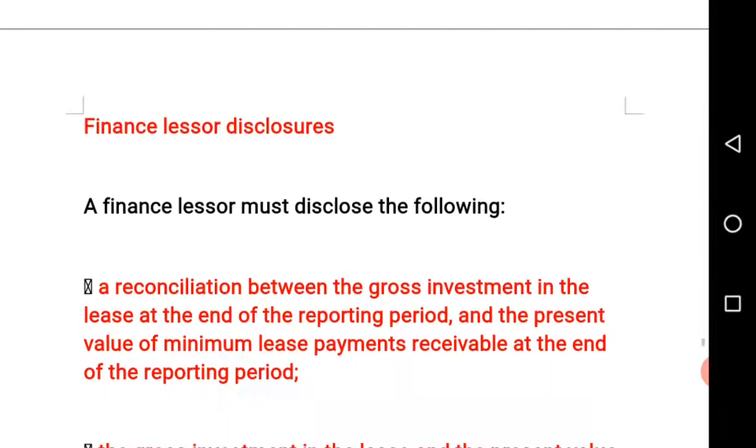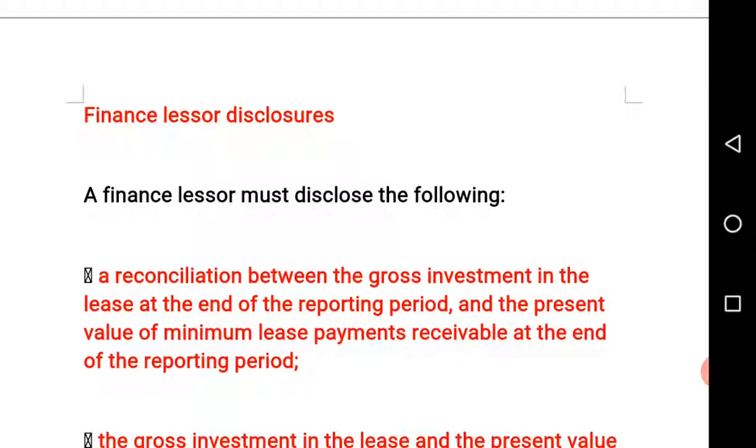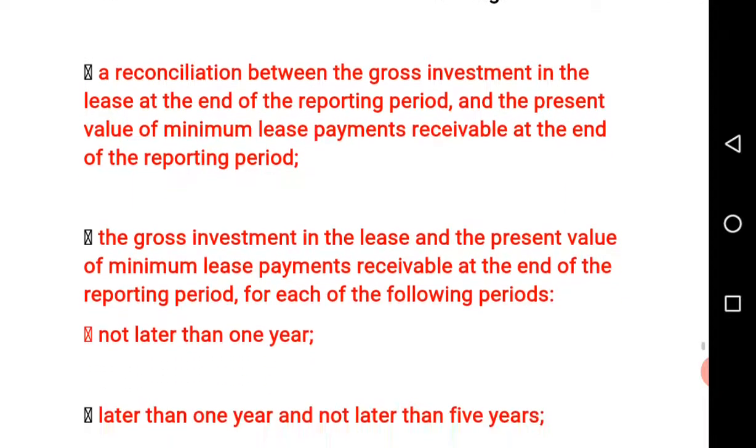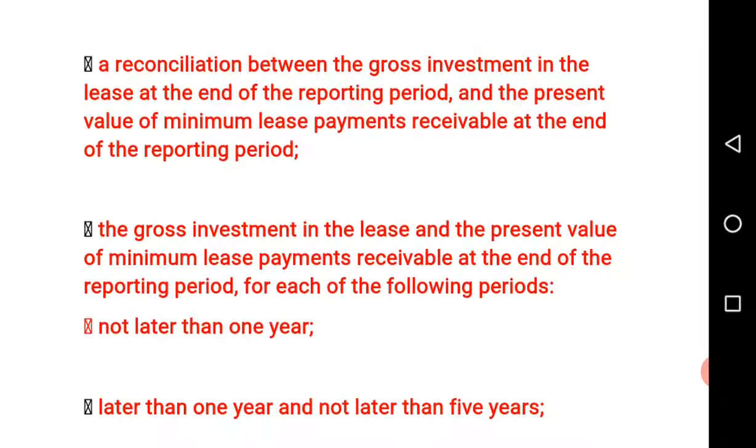So we have finance lease disclosure. A finance lessor's disclosure. A finance lessor must disclose the following: A reconciliation between the gross investment in the lease at the end of the reporting period and the present value of minimum lease payments receivable at the end of the reporting period. Second, the gross investments in the lease and the present value of minimum lease payments receivable at the end of the reporting period for each of the following periods.